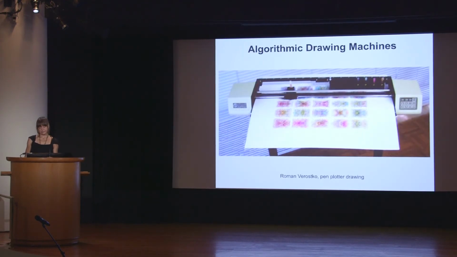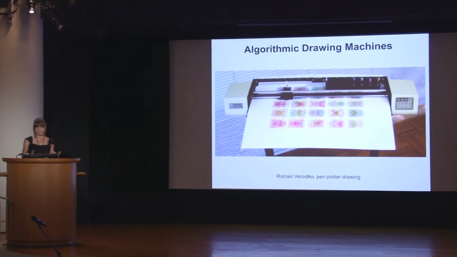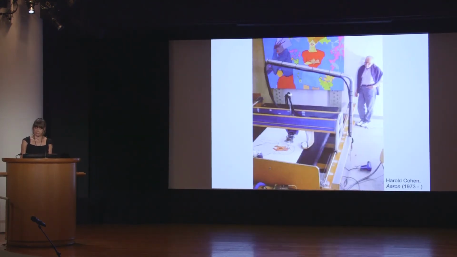So what also happened early on were algorithmic drawing machines. Since these are works that are printed out by machines, the machines were often displayed too. So here you have one of Roman Verostko's pen plotter drawings in action, Harold Cohen's AARON, one of the first pieces of artificial intelligence software, ongoing since the 1970s. So AARON is a program that actually draws its own intelligence, here very representational. AARON has become much more abstract over the years.